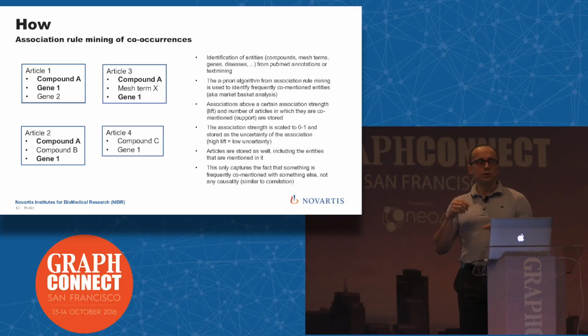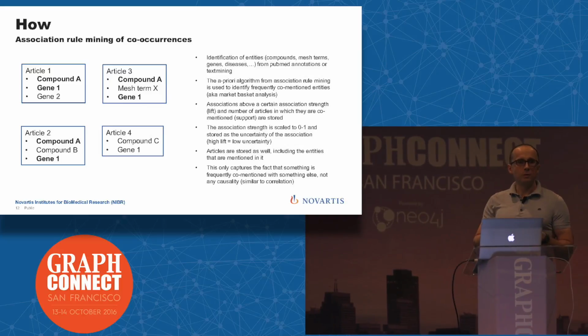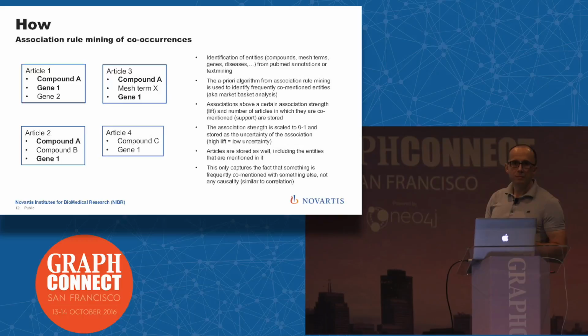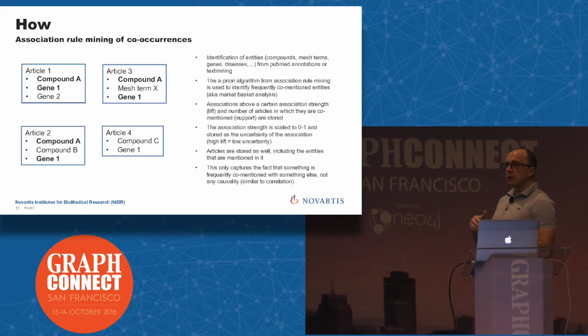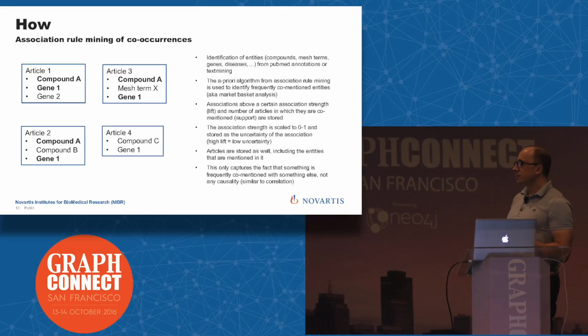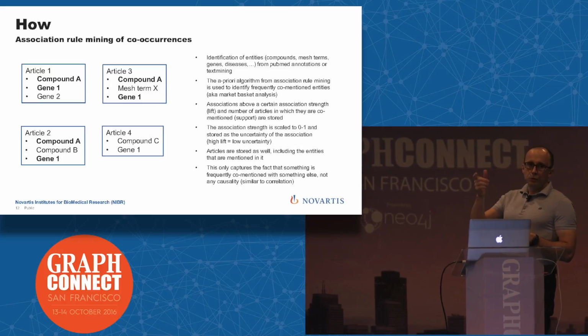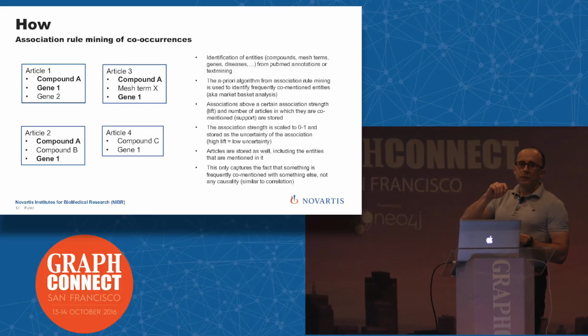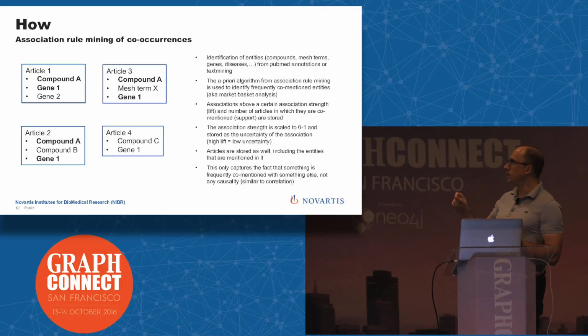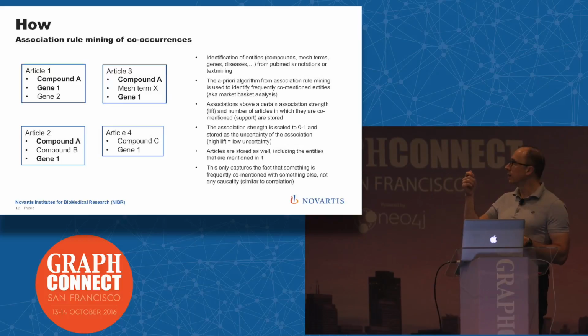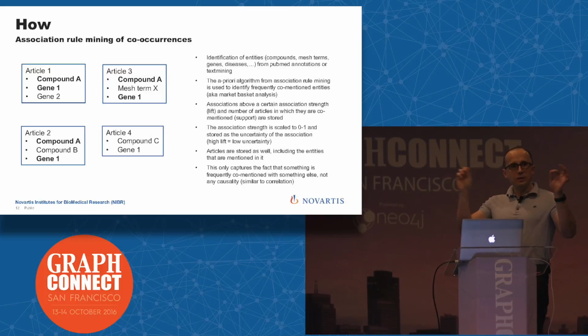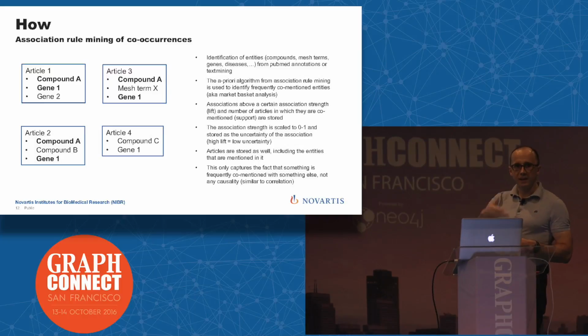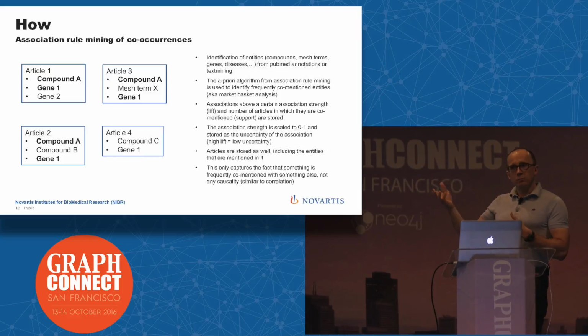So we're not using the verbs of the sentence, we're only using these entities. And so we calculate the lift, it's also known as the lift, and we scale it from 0 to 1. Then if it's above a certain threshold, we say there is a relationship between, in this example, compound A and gene 1, and that is a relationship between these nodes that we put into this graph. So here's a way that from the text, based on this statistical analysis, we can generate relationships in a graph.